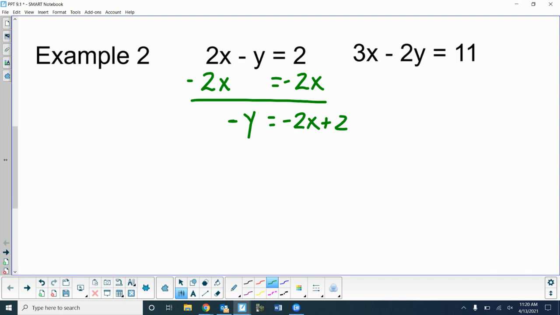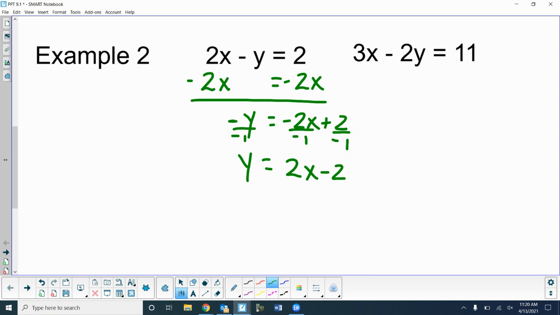So what do I also have to do in this one? Divide by negative 1, yeah. Okay, I want what y equals, what positive y equals. No negative with it. So I'm dividing by negative 1, everything, remember. But it's a positive 2x minus 2. Okay.